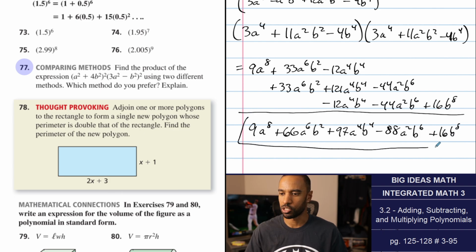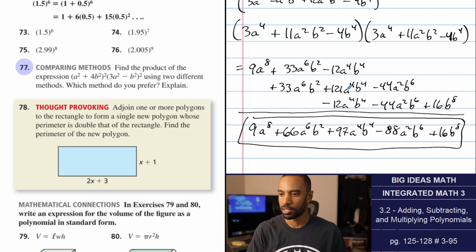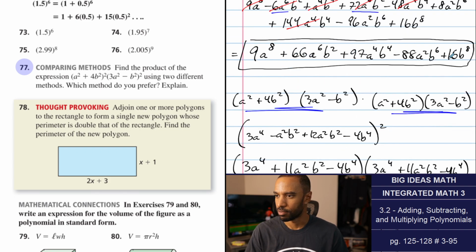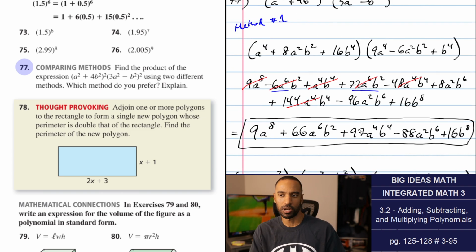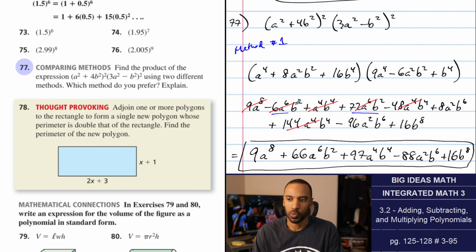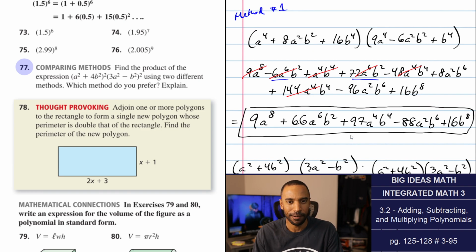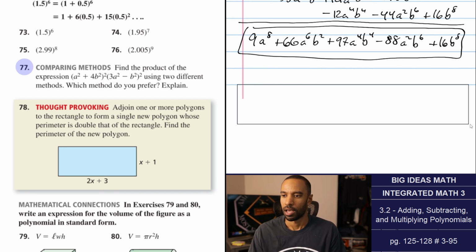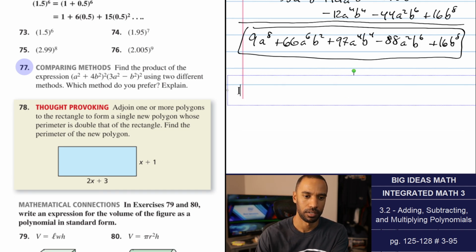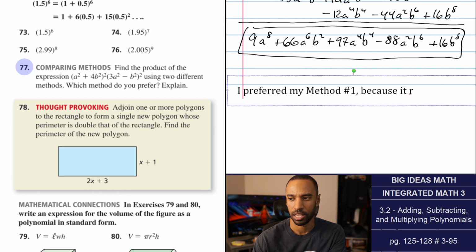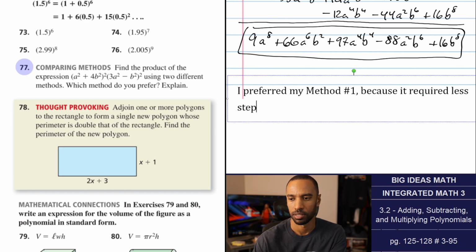Now, do I have the same answer here? 9a to the eighth, 66, 97, negative 88, 16. Yes, I do. Same answer. So, question is, which one do I like more? I think this one had less steps. I think this one had less rhyme and reason in its pattern at the end, but this one had less steps for me overall to do. So, I preferred my method number one, because it required less steps.